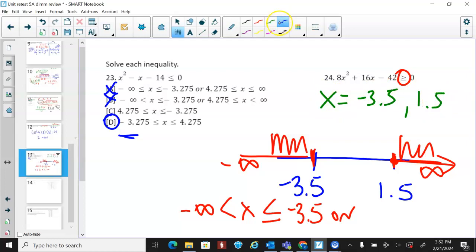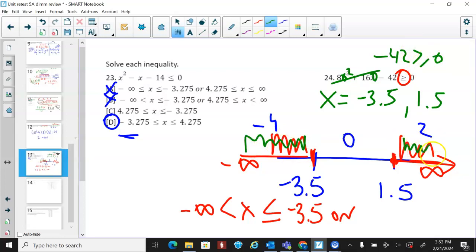Put it on a number line, and then you will pick numbers. I would pick 0, I will put negative 4, and I will pick 2. And you would plug it right back in. I will take 0, and I will plug it in here. 0 squared, okay, times 0. So this would be just 0. And I will have negative 42 is greater or equal to 0. That is not true. So that's why we're shading here, because the middle is not true, which means the sides have to be true.